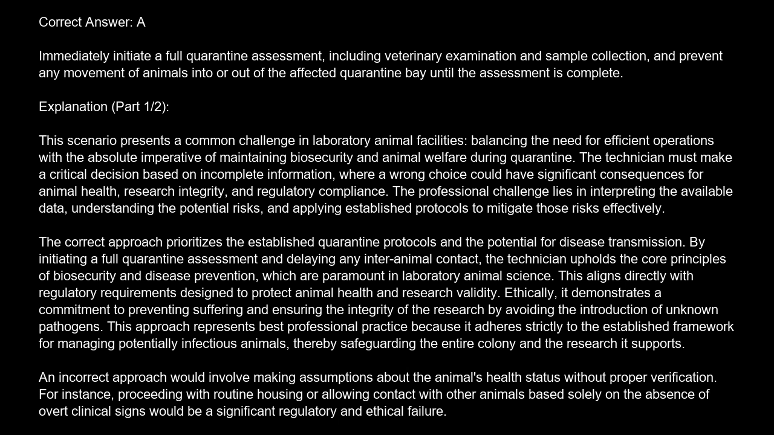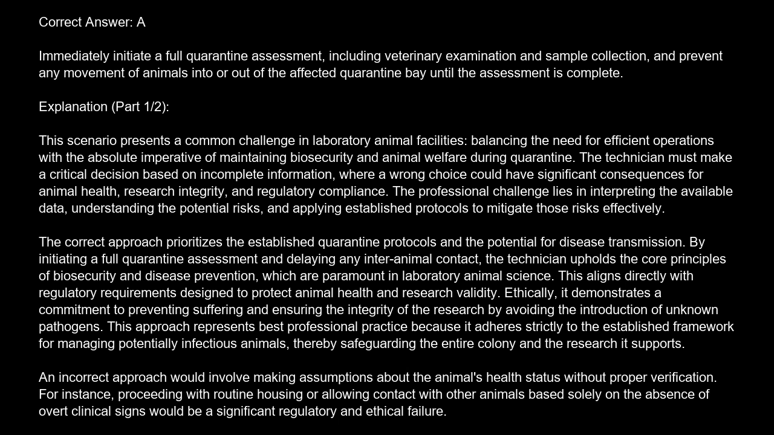Ethically, it demonstrates a commitment to preventing suffering and ensuring the integrity of the research by avoiding the introduction of unknown pathogens. This approach represents best professional practice because it adheres strictly to the established framework for managing potentially infectious animals, thereby safeguarding the entire colony and the research it supports.